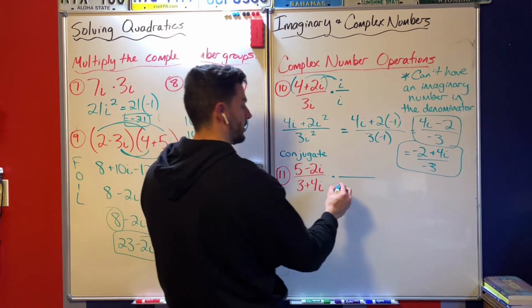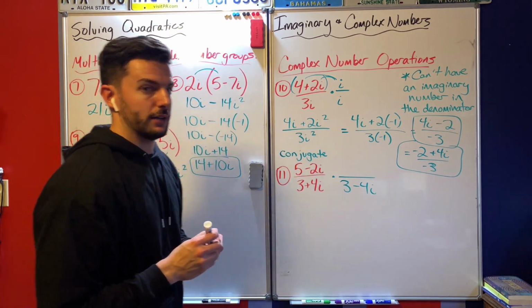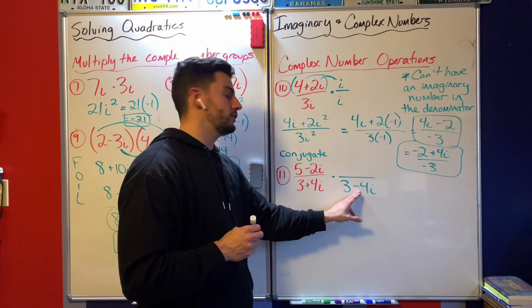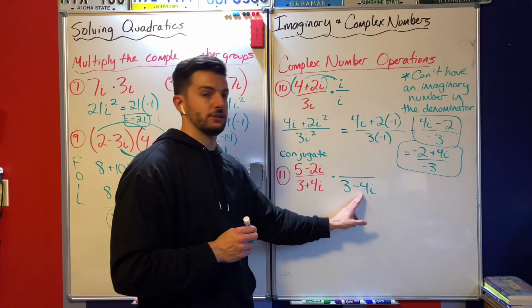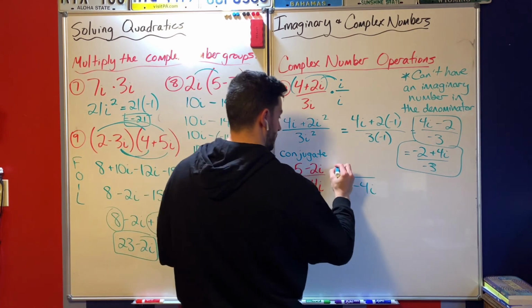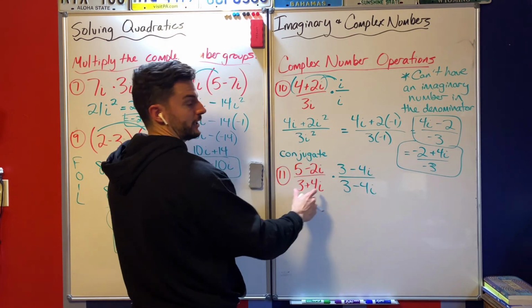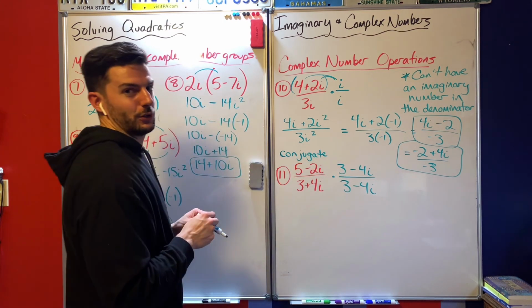So I'm going to multiply. This is going to be the conjugate, 3 minus 4i. That sign between the two terms is the opposite of what it was originally. That's going to work out super nice. That's the good news. This is going to cancel out. The bad news is I have some work to do up top.